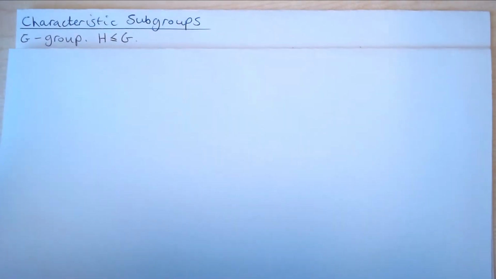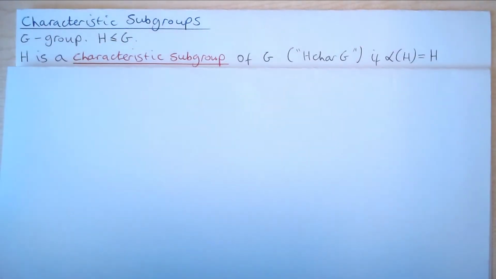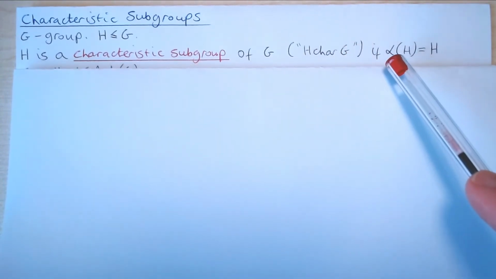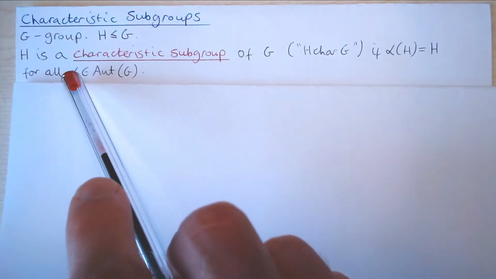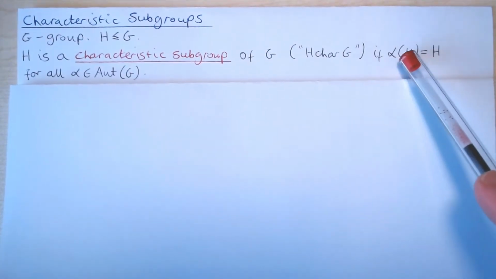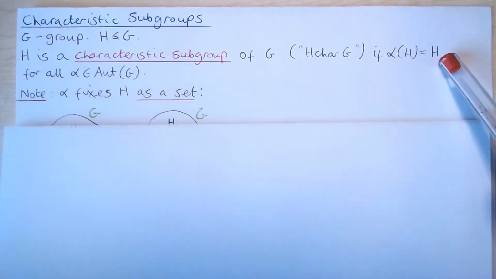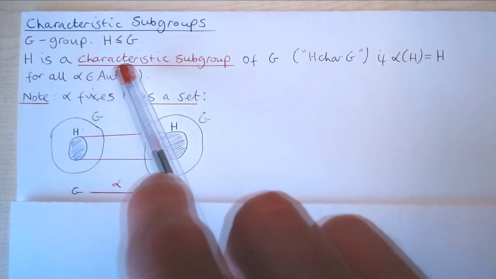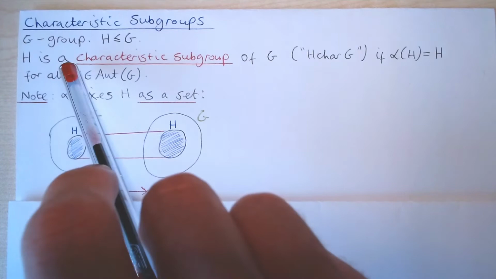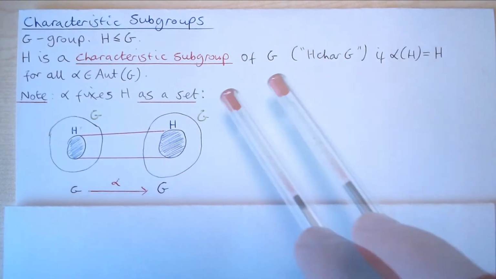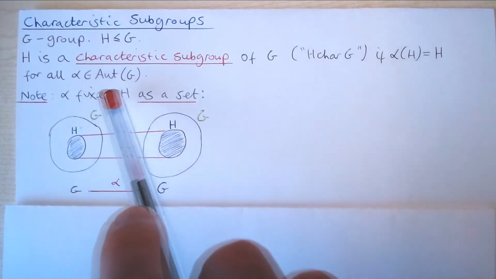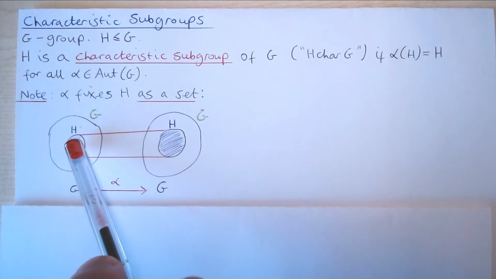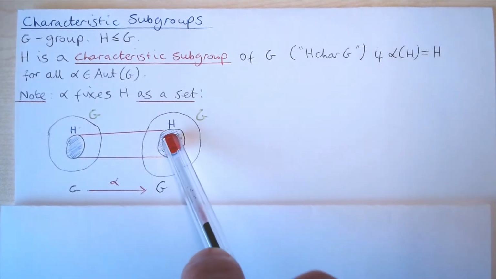G is a group. H is a subgroup of G. We say that H is a characteristic subgroup of G, written H car G, if, for all automorphisms alpha of G, we have that alpha of H equals H. In other words, all of the automorphisms of G, those are the isomorphisms from G to itself, they all fix the subgroup H. Note that this means that they fix H as a set. It doesn't mean that they have to send every individual element of H to themselves.